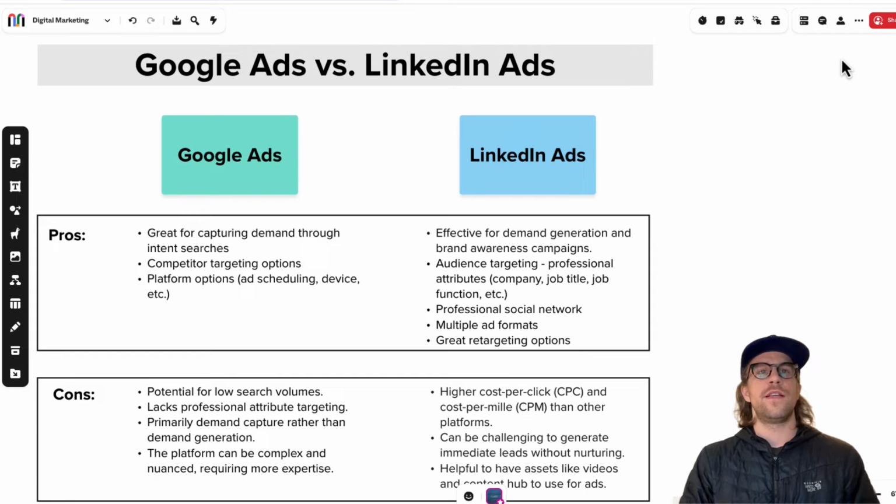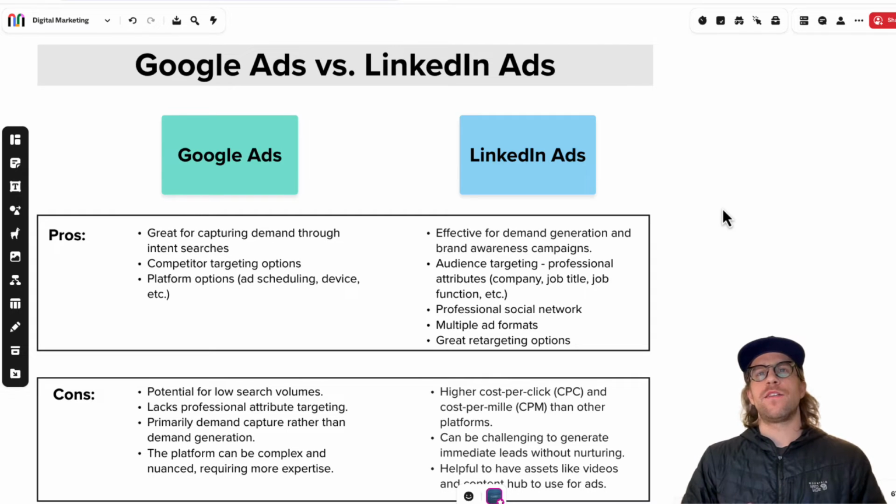So that's a con. Again, like I mentioned, the platform can be complex and nuanced. So it's a good thing if you're experienced because there's a lot of settings and a lot of things you can adjust. But if you don't have that much expertise or experience in Google Ads, you can easily waste a lot of money. So that's a con there.